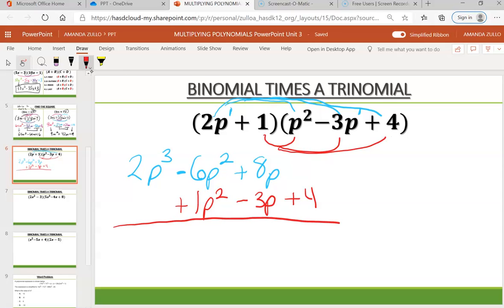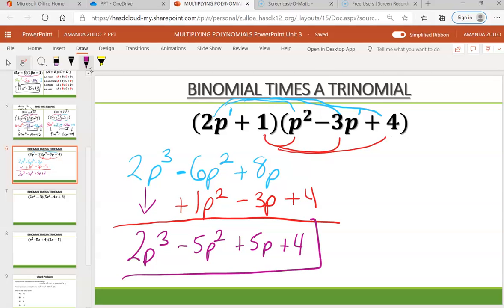We're going to combine both of these by like terms. This didn't have a like term, so you just jot it down. So 2p3. You have negative 6p squared plus 1p squared, which is negative 5p to the second. 8p minus 3p is 5p. And 4 doesn't have a like term, so you just copy it down. And this right here is your answer. Let's look at another one.